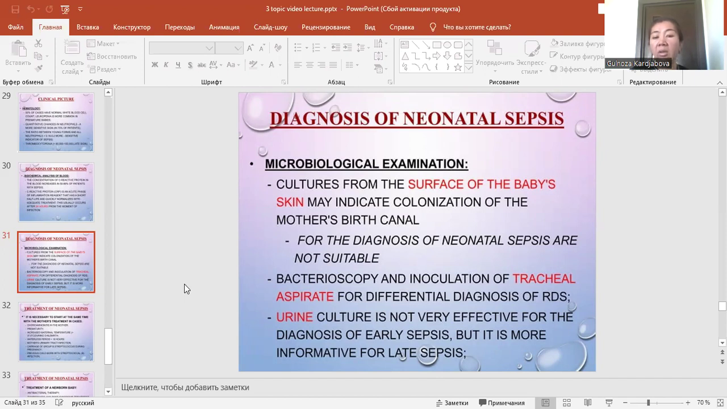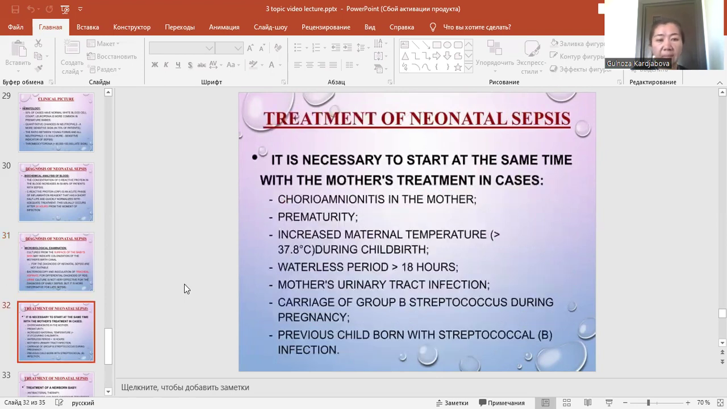Bacterioscopy and inoculation of the bronchial aspirate is for differential diagnosis of RDS. Urine culture is not very effective for the diagnosis of early sepsis, but it is more informative for late sepsis.